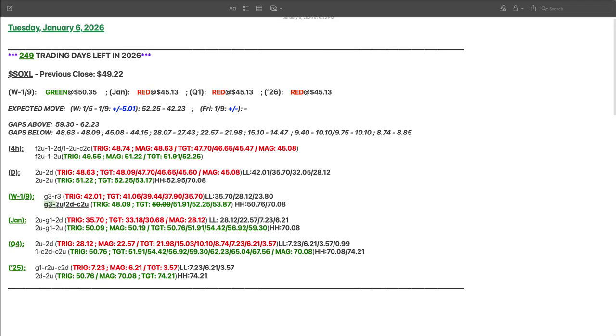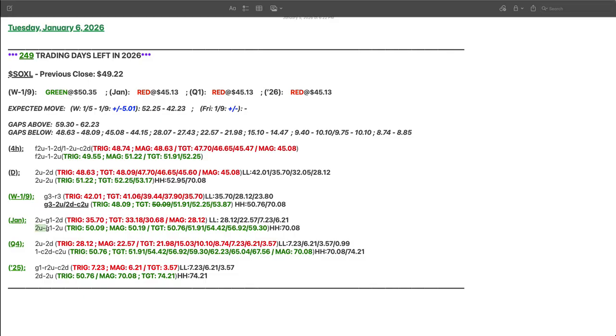The week, we talked about how we triggered this 3-2 up, which is also triggering a 2 down combo 2 up. So it triggered at 48.09. We've already reached the first target of 50.09. Got close to reaching the second target of 51.91, but haven't reached it yet. 52.25 again is that market maker's expected move high for the week, and 53.87 would be our extended target.